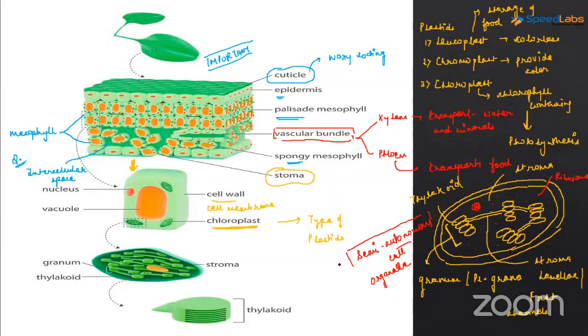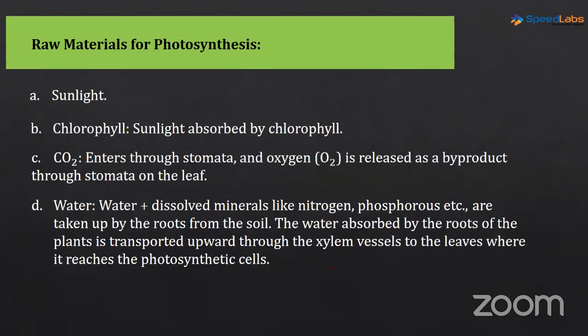I hope the structure of the chloroplast is clear. Now the raw materials of photosynthesis. So agar reaction yaad hai, if you guys remember the equation very clearly, then the raw materials are very simple. Okay, so first is sunlight, second is chlorophyll. Sunlight is absorbed by the chlorophyll pigment. And the third raw material that we need is carbon dioxide.